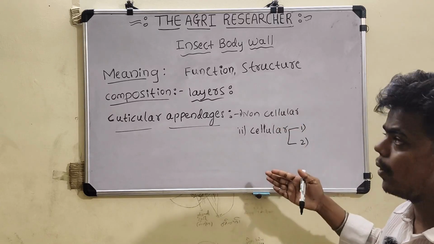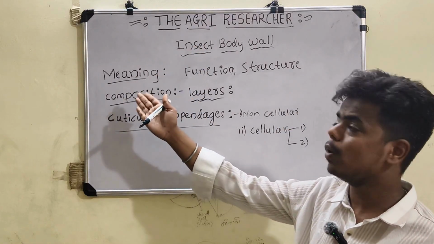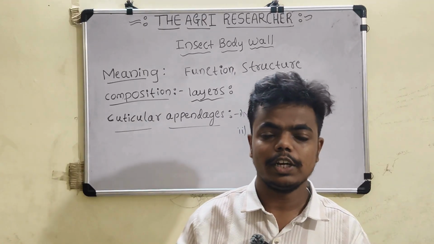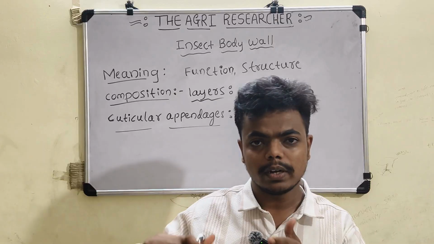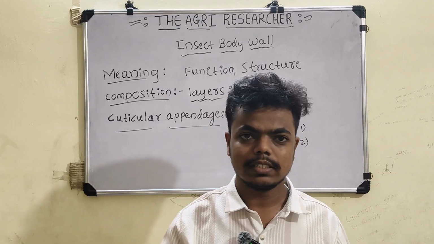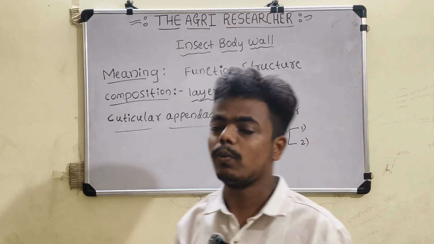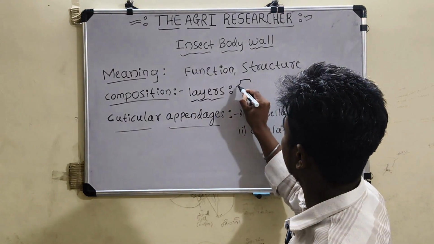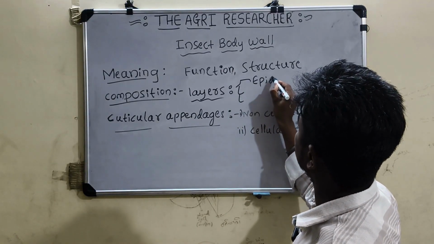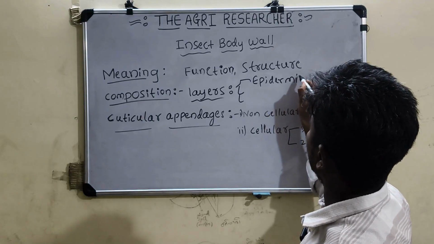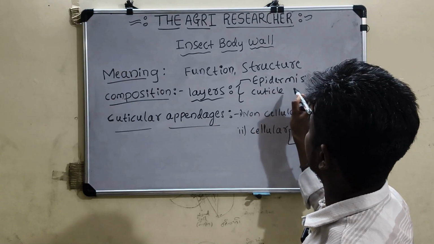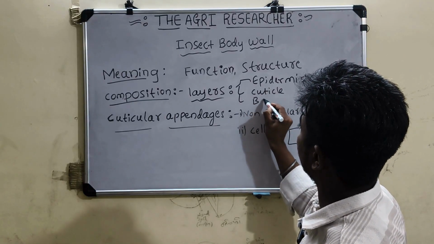When we discuss one by one, first of all, what is the meaning of insect body wall? The insect body wall is the outer covering of the insect. It protects from injuries, prevents water loss, and also gives shape and support to the body. It mainly consists of three different layers. What are the three layers? Epidermis, cuticle, and then the basement membrane.